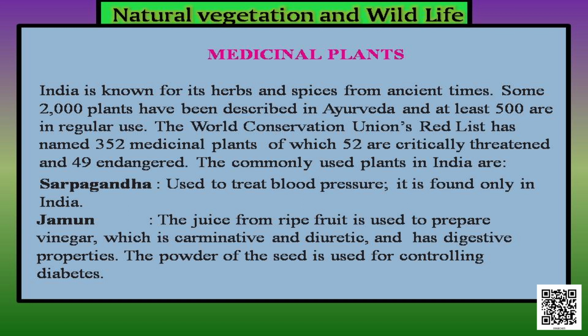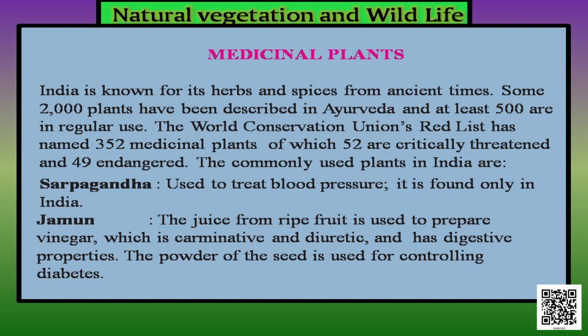Among these medicinal plants, some 2000 plants have been described in Ayurveda and at least 500 are in regular use. According to the World Conservation Union's Red List, 352 medicinal plants have been named, of which 52 are critically threatened and 49 are endangered.